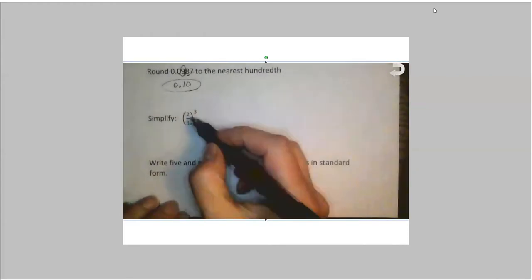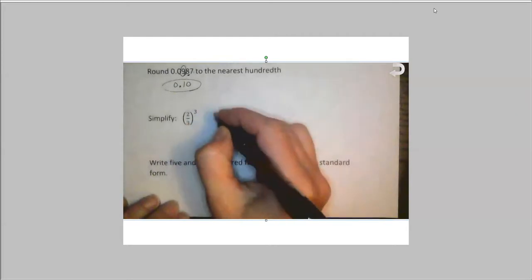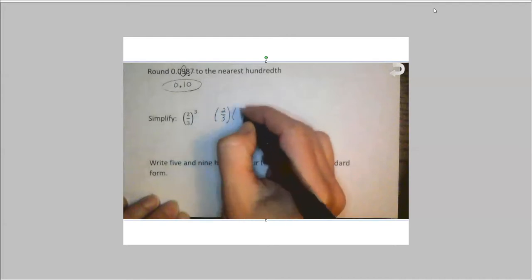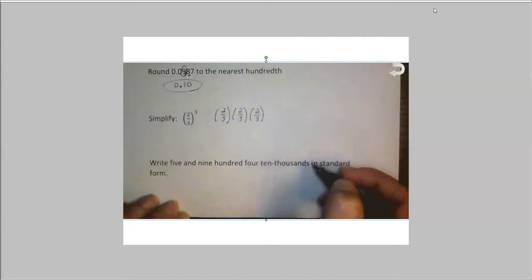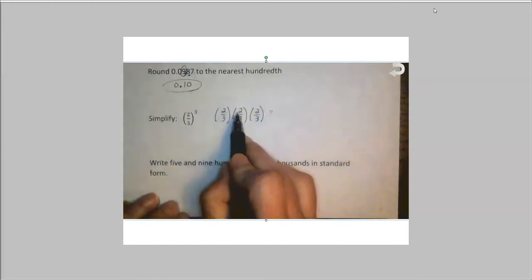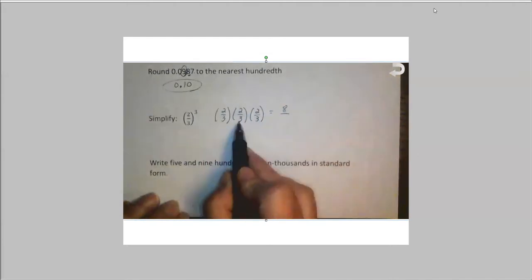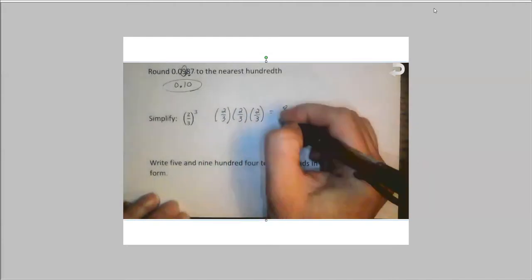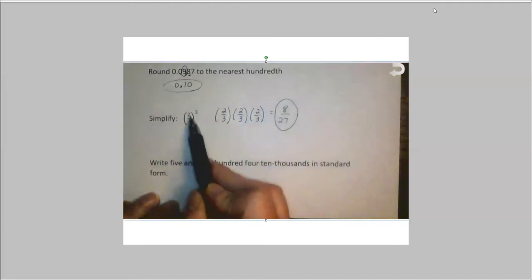If I am squaring or cubing or raising a fraction to a certain power, I can write that down 3 times. 2/3 to the 3rd power is 2/3 times 2/3 times 2/3. So when we multiply fractions, 2 times 2 is 4, times 2 is 8. 3 times 3 is 9, times 3 is 27. So that would be my final answer. You just raise the numerator to that power and the denominator to that power.